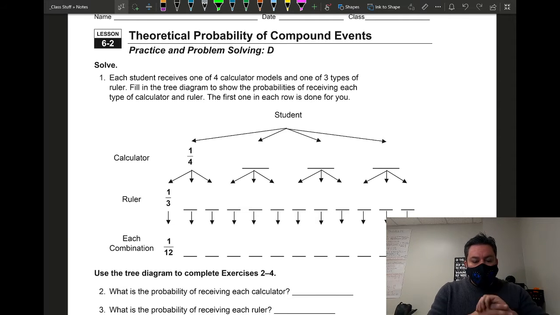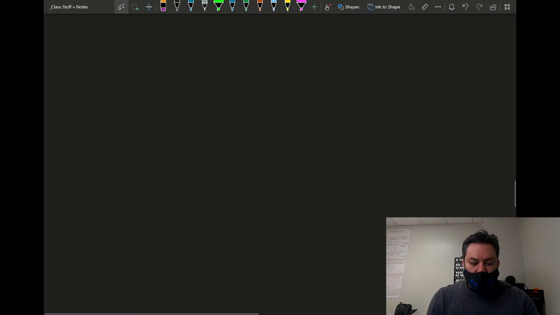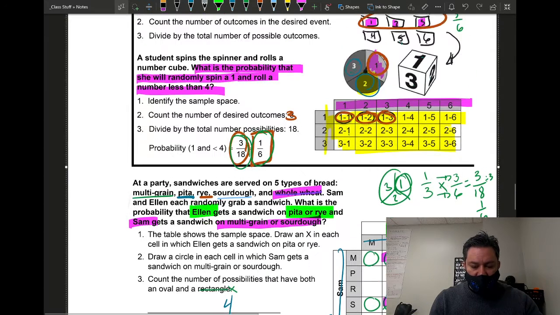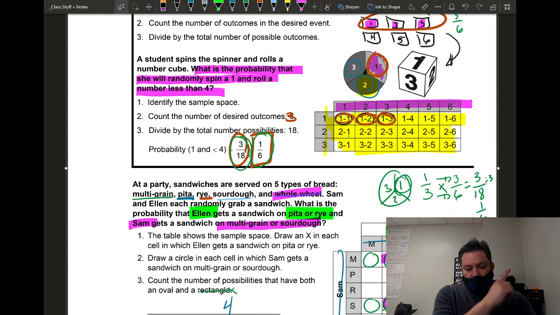Now, let's keep talking about this. It says theoretical probability of compound events. We have previously talked about this subject before, and we actually work on this worksheet down here. I'll leave a link for you right over here. Don't forget to check that one out. That's the introduction for this continuation.